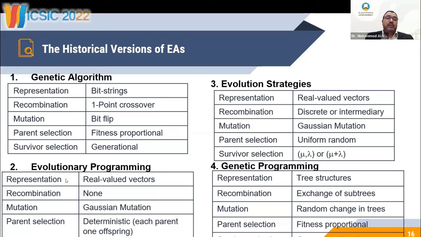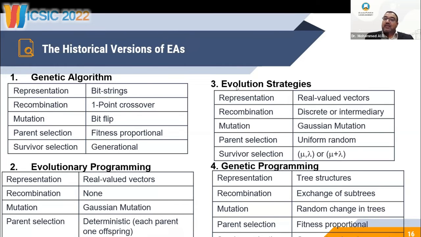In evolutionary programming, it is used for real valued vectors, and there is no recombination, and the mutation is Gaussian mutation, and the parent selection is deterministic. So based on the differences in the evolutionary algorithm components, new algorithms came to the fore.